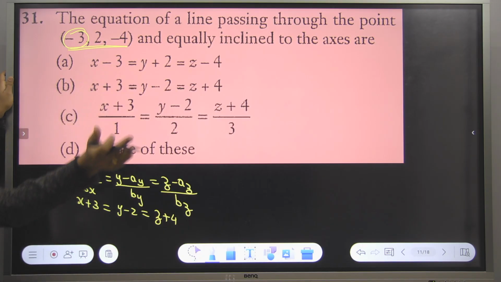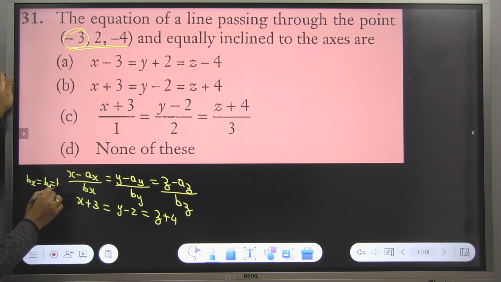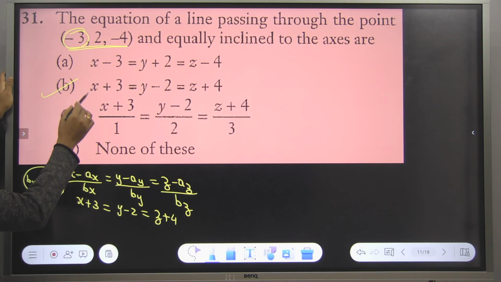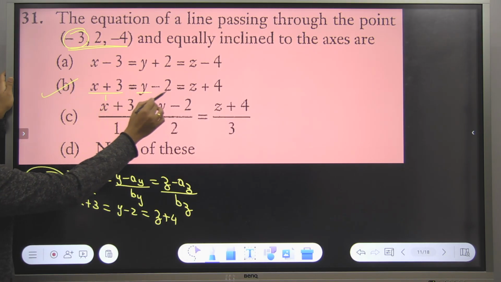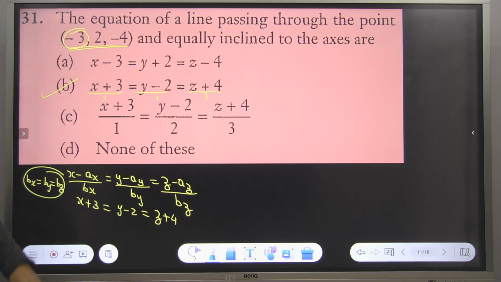And because the line is equally inclined to all the axes, I can say bx, by, bz must all be the same. In which option are bx, by, bz the same? In the second option, because if there is nothing below, it means divided by 1, divided by 1, divided by 1.